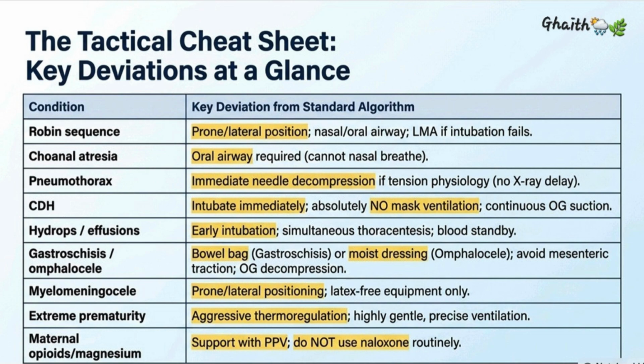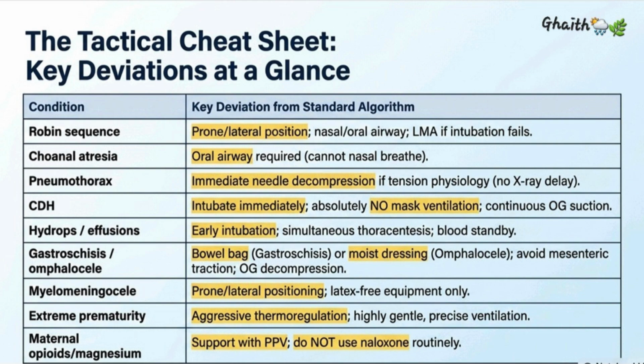Let's close with the condensed version, the single deviation from standard algorithm that matters most for each condition, if you remember nothing else from this talk. Robin sequence: prone or lateral position, nasal or oral airway, LMA if intubation fails. Choanal atresia: oral airway required, because these infants cannot nasal breathe. Pneumothorax: immediate needle decompression if tension physiology is present, no X-ray delay.